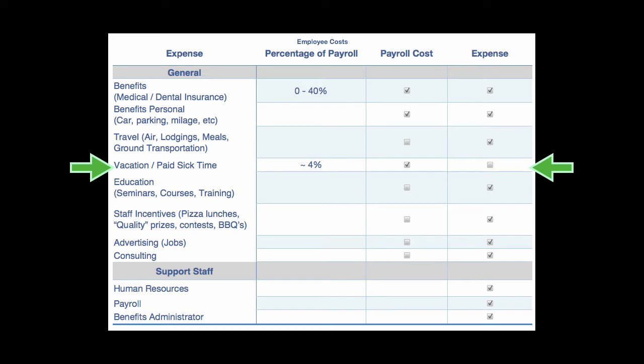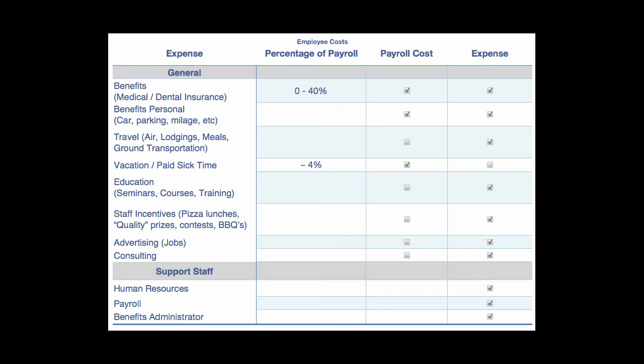Vacation, also an add-on cost. If you pay for vacation, then you need to add in that percentage of time. And some organizations have a paid sick time program, so it allows an employee X number of days, then that would need to be factored in as an additional cost as well. Of course, you've got education, so people are going off on seminars, courses, and training. You want to cover that expense. A lot of staff incentives in contact centers, so you have pizza lunches, quality prizes, various contests. Make sure you cover that.